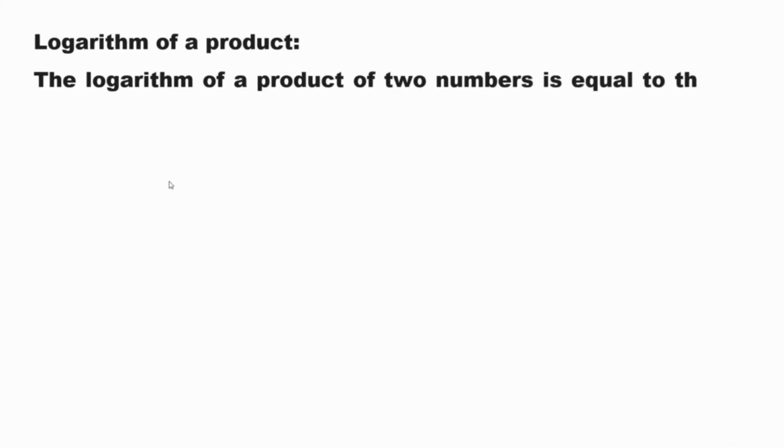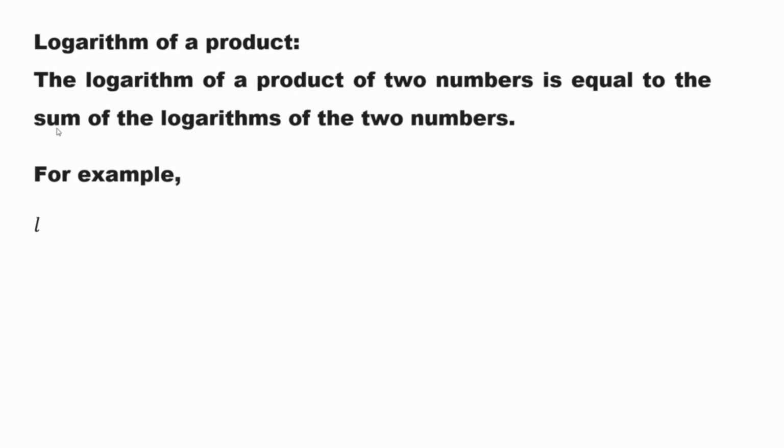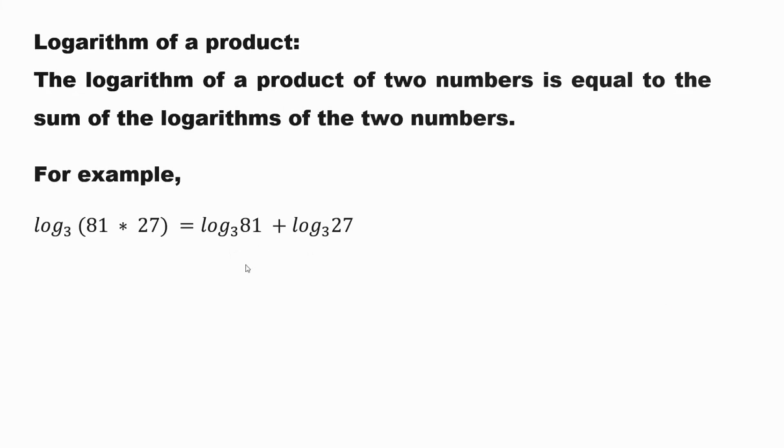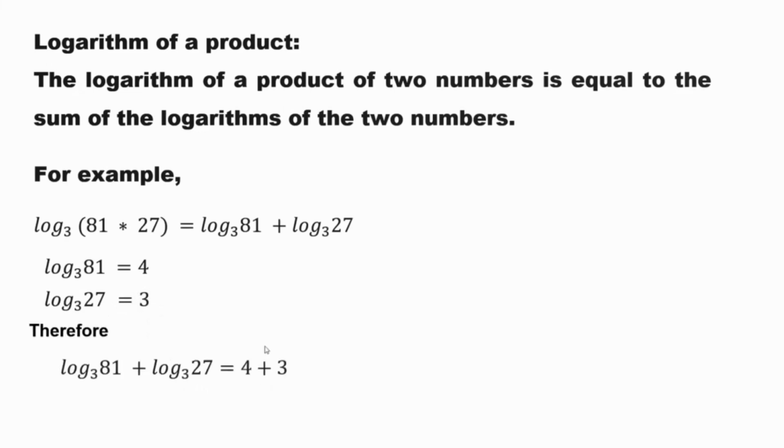Logarithm of a product. The logarithm of a product of two numbers is equal to the sum of the logarithms of the two numbers. For example, the log of 81 multiplied by 27 to base 3 is equal to the sum of log of 81 base 3 and log of 27 base 3. Now, the logarithm of a number to a given base is the exponent to which the base must be raised to obtain that number. Log 81 base 3 is equal to 4, and log 27 base 3 is equal to 3. Therefore, the sum of the two numbers is 7.